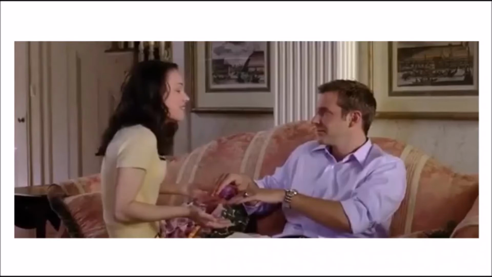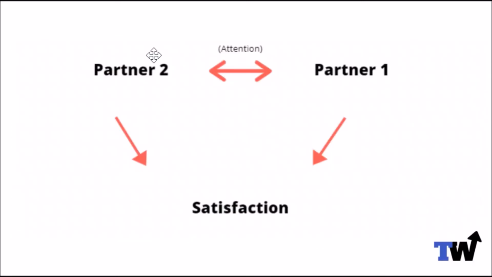I'm not sure if they're married, boyfriend, girlfriend, doesn't matter. But let's say partner one, partner two, right? The relationship looks something like this. Partner one gives partner two attention, and partner two gives partner one attention. And because they're both giving each other attention, they're getting satisfaction. So therefore, this equation graph, it's balanced, whatever you want to call it.